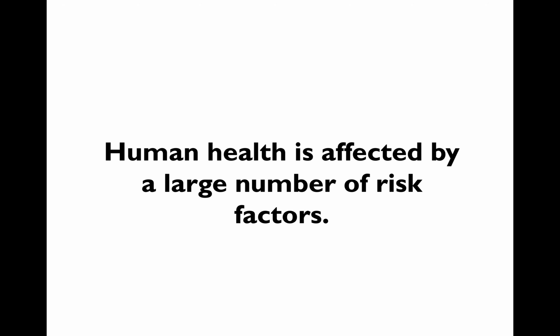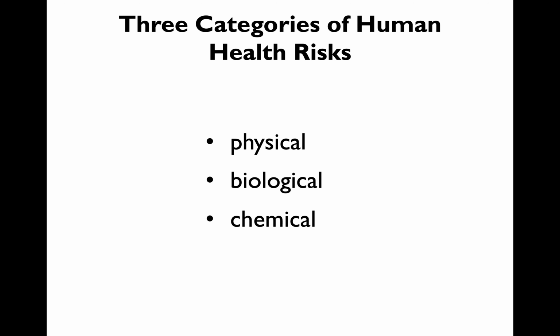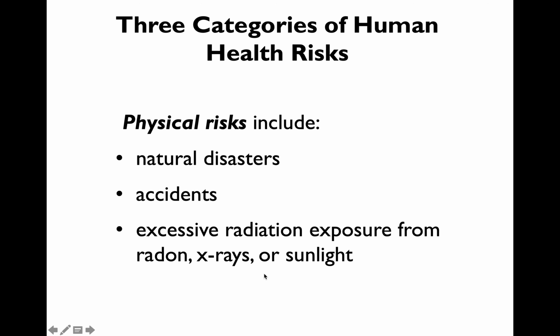So yes, another broad statement. This book loves broad statements. And human health is affected by a large number of risk factors. Three here that we're going to talk about are physical risk factors, biological, and also chemical. So what do we mean? We have physical risks. I like to think of something like a tornado or any kind of natural disaster, accidents, breaking your arm, falling down the stairs, things like that. And also we can consider the radiation from the sun, or X-rays, any type of electromagnetic radiation, excessive amounts of that. Those are physical risks to humans.